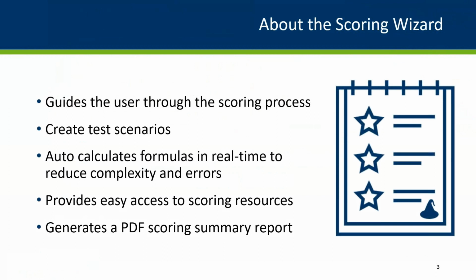Auto-calculates formulas in real time to reduce complexity and errors. Not sure which value to include in the denominator? The scoring wizard does the calculations for you. Provides easy access to scoring resources. The links to the scoring guide and other resources are available throughout the scoring wizard. And it generates a PDF scoring summary. You can create a PDF of the points you've claimed for your records.